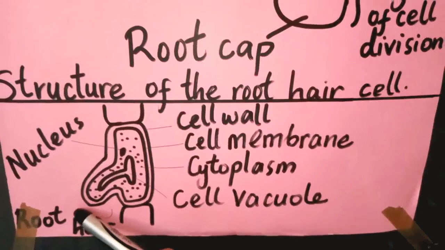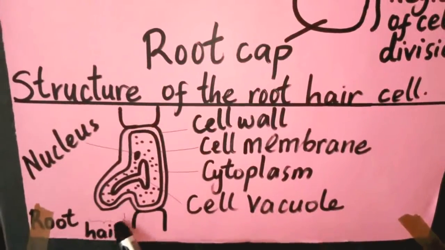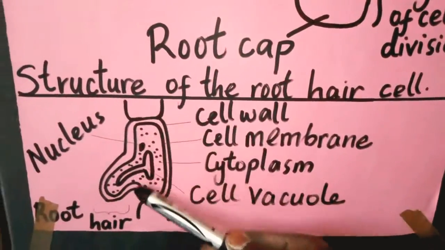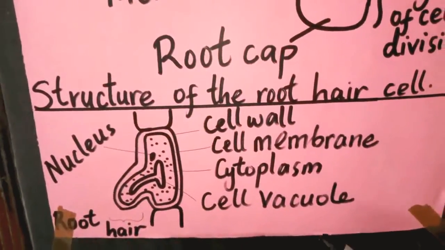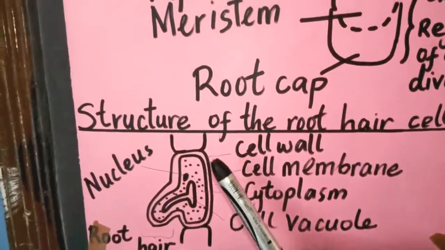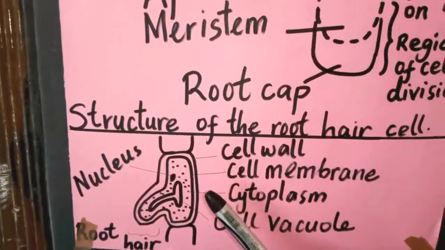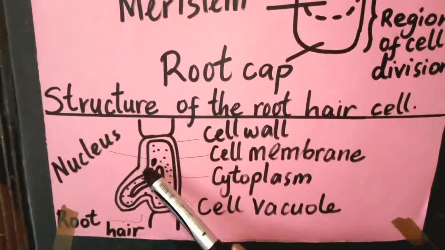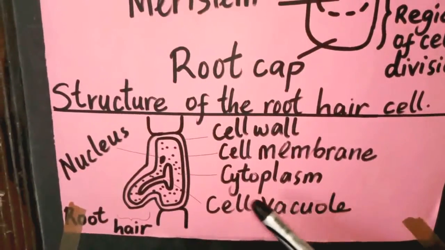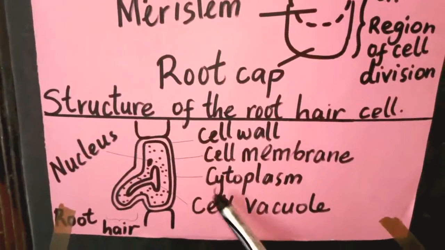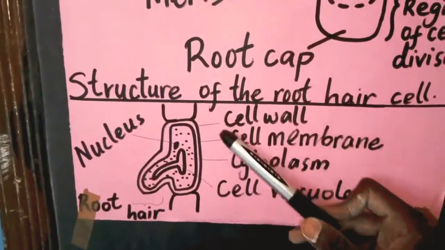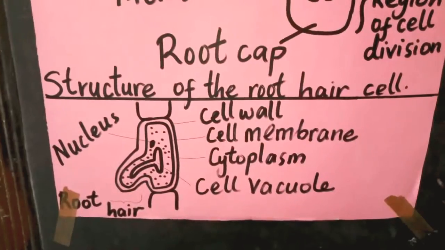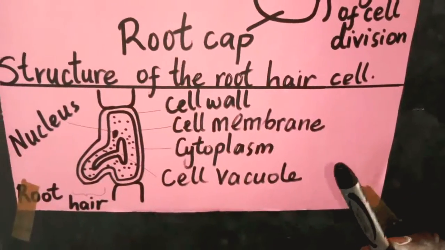There is a small projection here that is referred to as the root hair region. And the other parts of the cell remain similar to the other basic structure of the plant cell. Just like the other basic structure of the plant cell, the root hair cell comprises the cell wall. It also comprises the cell membrane, the cytoplasm, cell vacuole, and the nucleus as well. There are some few adaptations that the root hair cell has, which enable it to absorb more water from the soil.